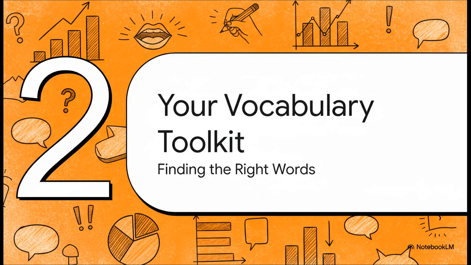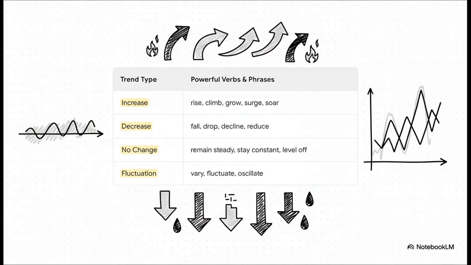Okay, so once you've got a handle on the story, now you need the right words to actually tell it. And that brings us to our next section, your vocabulary toolkit. Just look at how much power the right verb has. Instead of just saying something went up, you can say it surged, which sounds fast, right? Or it soared, which sounds like it went really high. Instead of went down, try using words like declined or dropped. And what if nothing changes? Well, phrases like remained steady or leveled off just sound so much more professional.